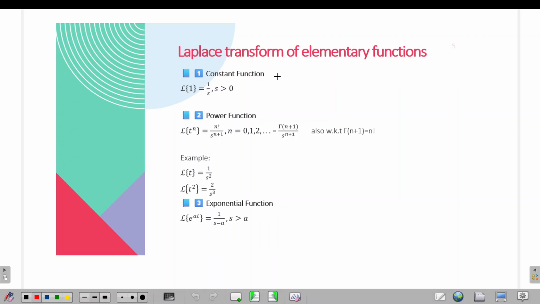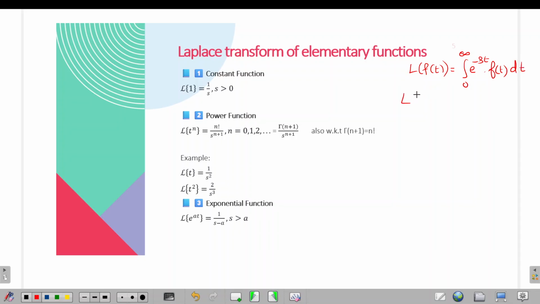Now let us learn about Laplace transform of some elementary functions. Laplace transform of the constant function. Laplace transform of 1 is equal to 1 by s for s greater than 0. Let us prove this one. So we know that Laplace transform of f of t is nothing else but integral 0 to infinity e to the power of minus st into f of t into dt.